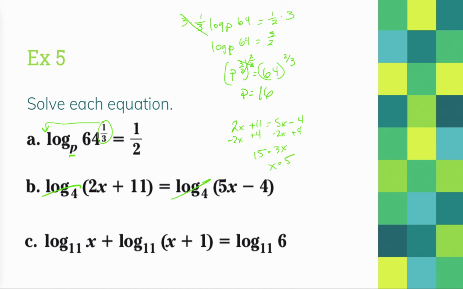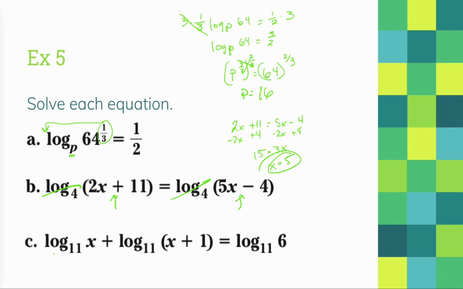We do want to plug that back in and make sure that we don't get any negatives in our arguments. You cannot take the log of a negative, so you always need to check. But in this case, it looks like we get positive numbers in there, so that will be our correct answer. If we do get a negative somewhere, that means that we have an extraneous solution.